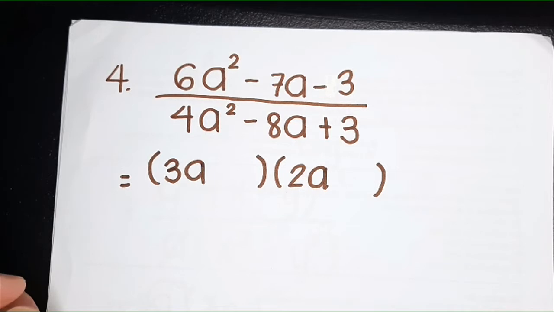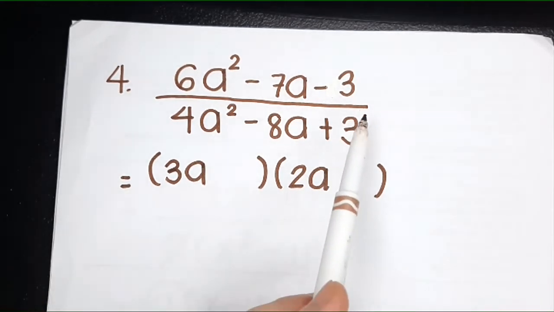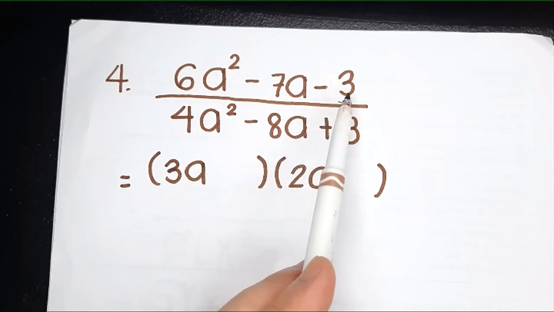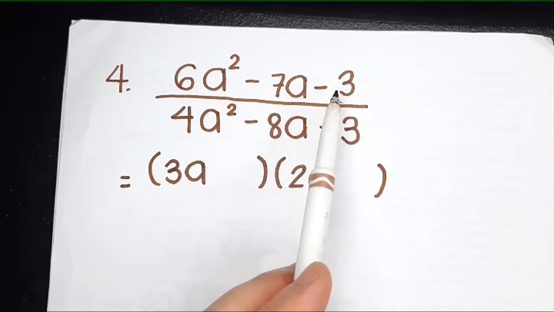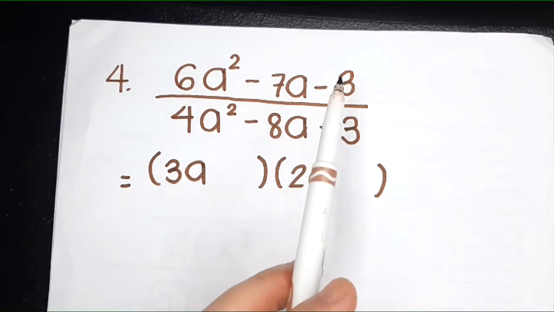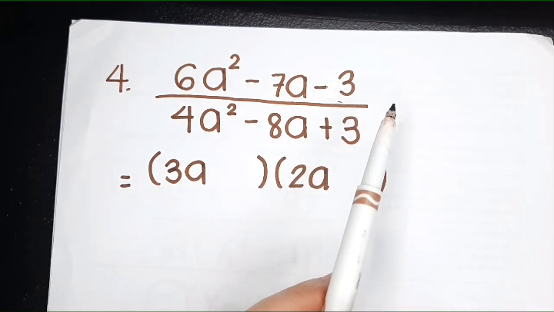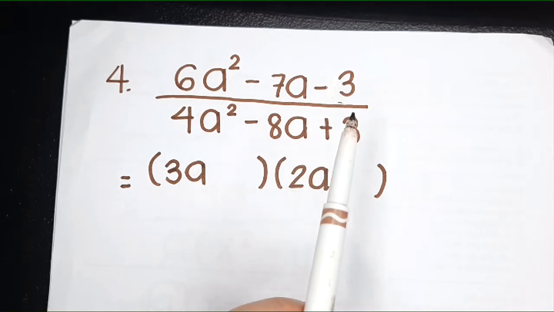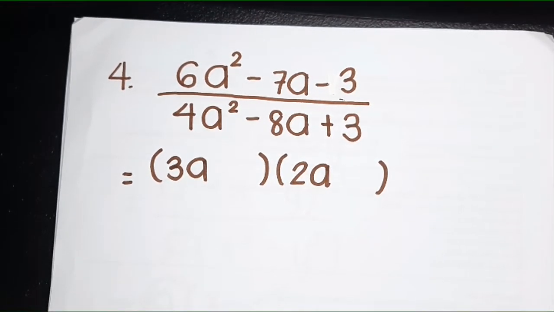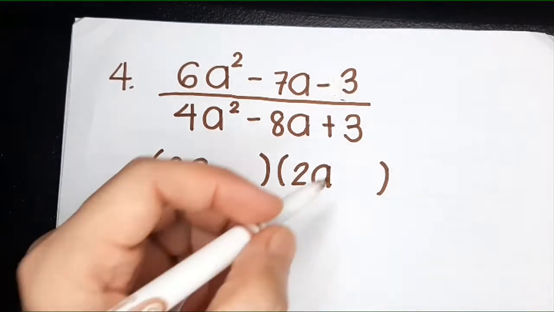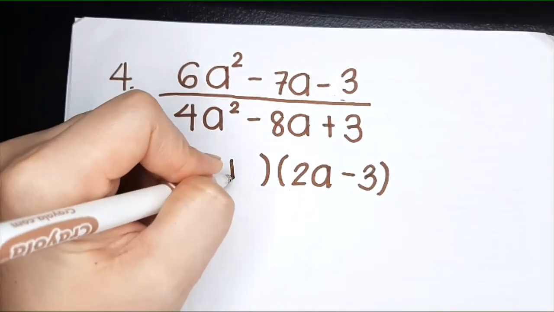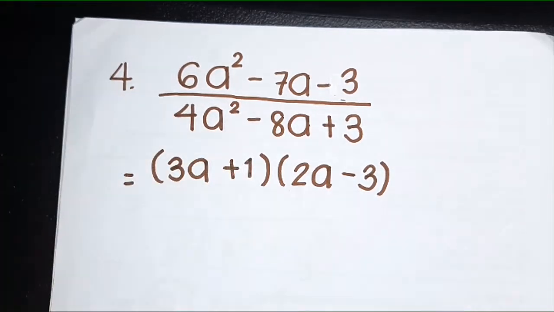Okay? Now, we now consider the negative 3 here. The factors of negative 3 can be negative 1 times positive 3 or positive 1 times a negative 3. Okay. So, saan kaya natin sila ilalagay? Okay, so I think negative 3 here and plus 1 here.